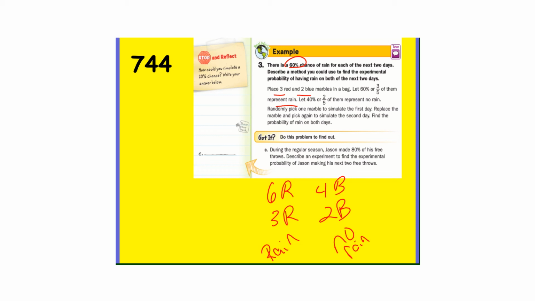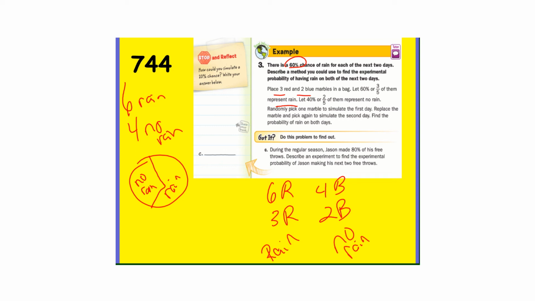That's just one example. You could have done a spinner with 60% says rain and 40% says no rain. You could have done something like that. You could have put 6 cards in a hat that said rain, 4 cards in a hat that said no rain. Could have done something like that.